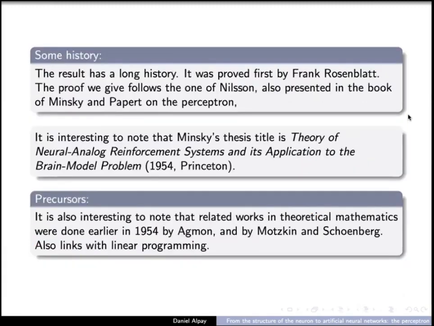So it has a long history. The proof that I will give, I'm not sure I will give a proof, but the outline is in Nielsen. It's in the book of Minsky and Papert on the perceptron. Now it's interesting that they have precursors. Already in 45, Agmon, before he was a big shot in PDEs, wrote a paper on kind of linear programming in some sense. And Motzkin and Schoenberg, Isaac Schoenberg, the analyst, also worked on this.